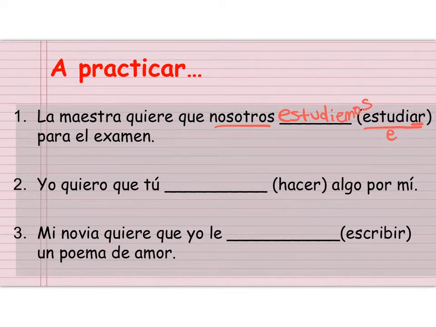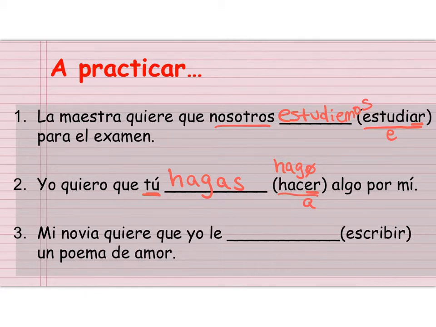Muy bien. Número 2. Yo quiero que tú hacer algo por mí. Remember, the yo form of hacer in the present indicative is hago, but we're not using that O. So we will begin with H-A-G. It's an ER verb. That means it is going to have an A ending. It's the tú form that we need. Yo quiero que tú hagas algo por mí. I want that you do something for me.